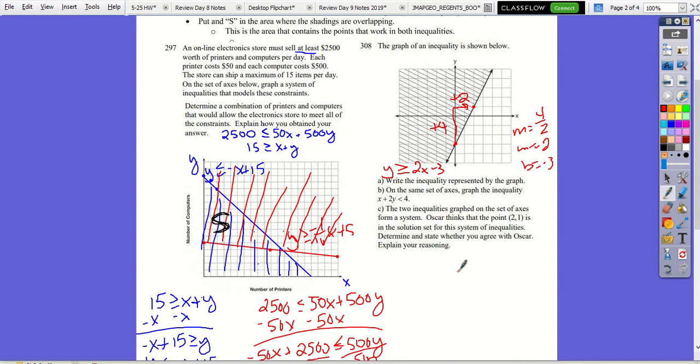And then on the same axes, graph the inequality x plus 2y is less than 4. So x plus 2y is less than 4. We're going to move the x over first.